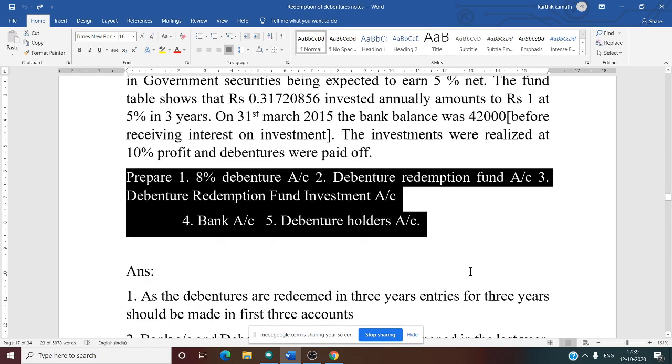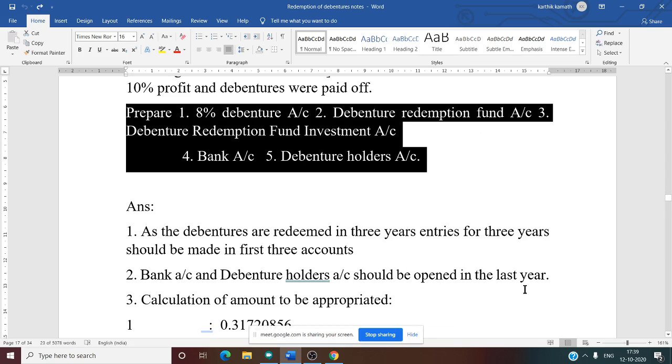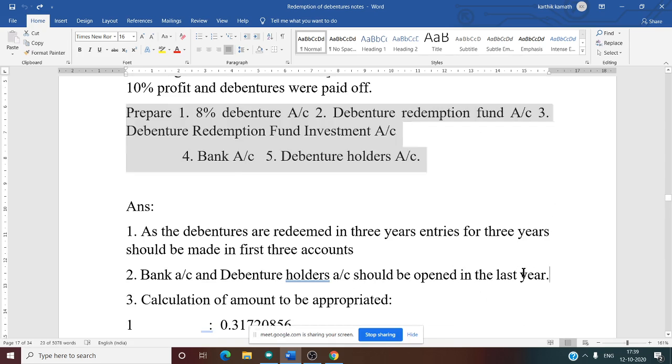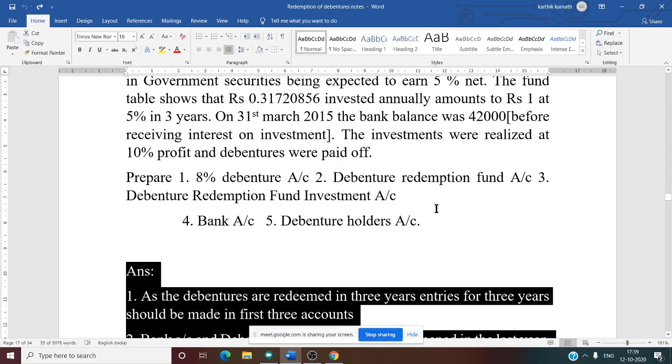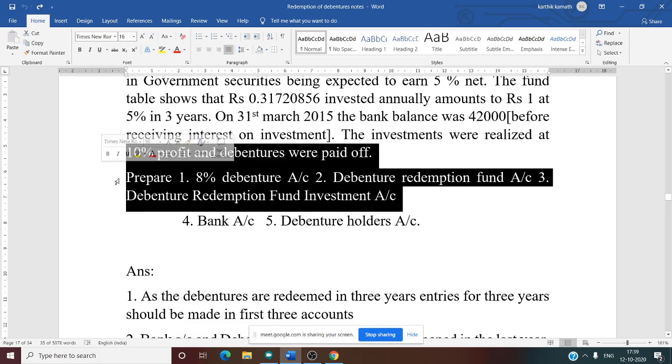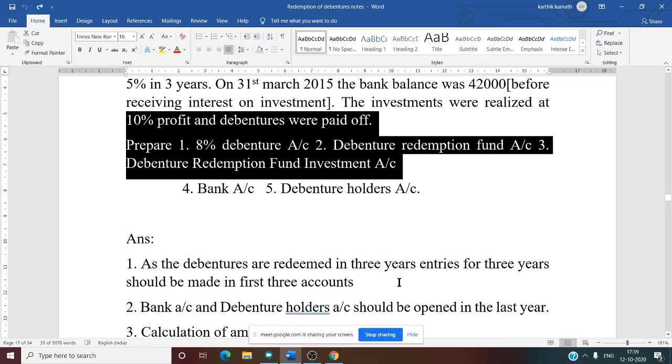Yes. So now there are certain notes given. See this, the answer part. We already know that for the first three accounts, for 3 years, we need to do the entries. That is debenture redemption fund and DRFI account. 3 years, we need to do the calculation.